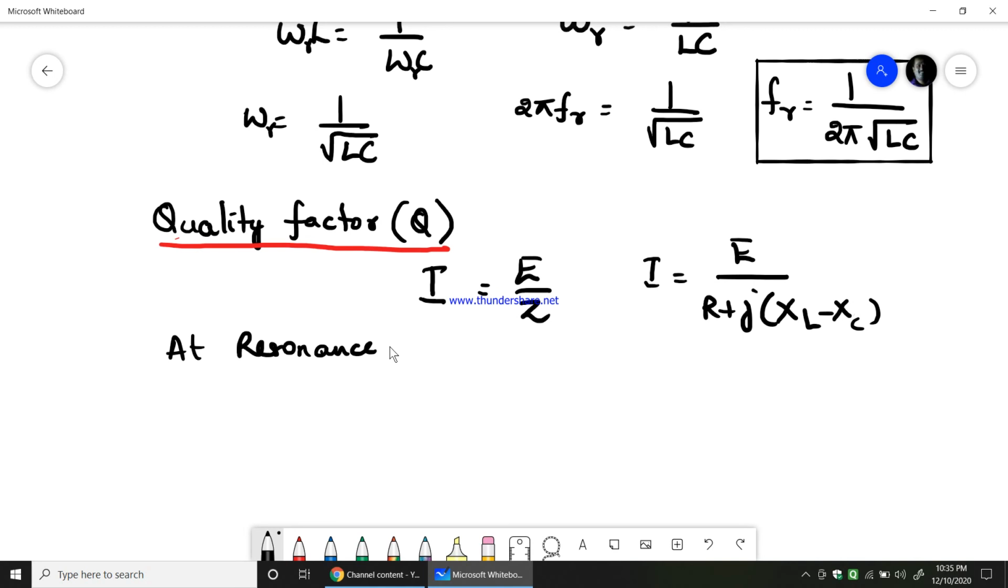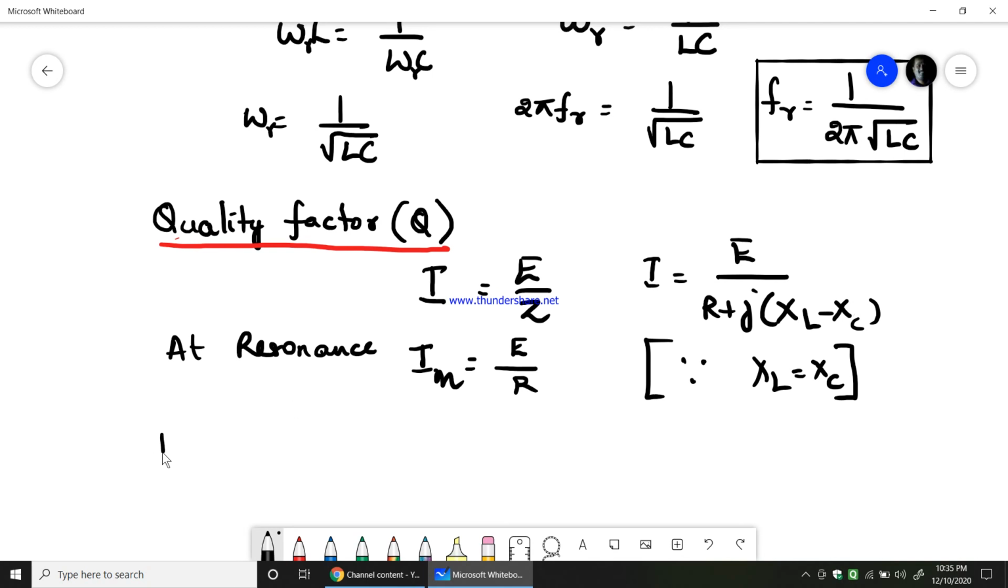Now what we see at resonance. At resonance we know that XL is equal to XC, therefore I would be equal to Im, which is the maximum peak value of the current that we get at resonance, where the value of Im is equal to E by R, because we know that XL is equal to XC.